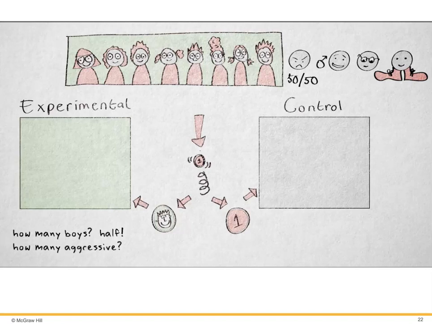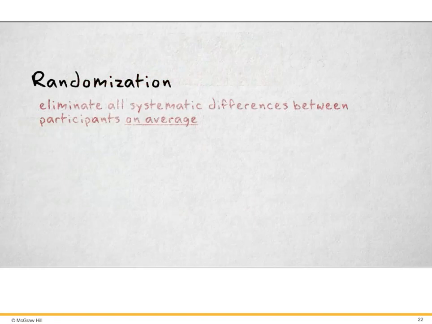How many naturally aggressive children will end up in the experimental condition? Again, about the same number as in the control condition. And the same goes for all other characteristics we can think of. On average, randomization ensures that there is no systematic difference between the groups other than on the independent variable.